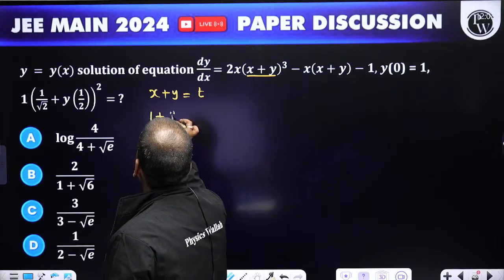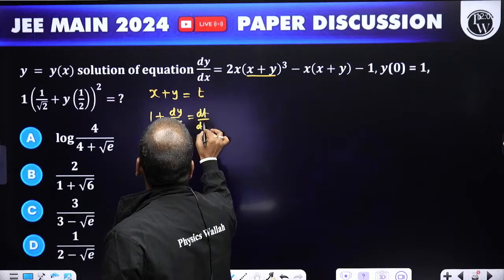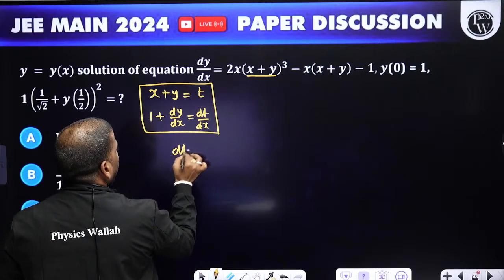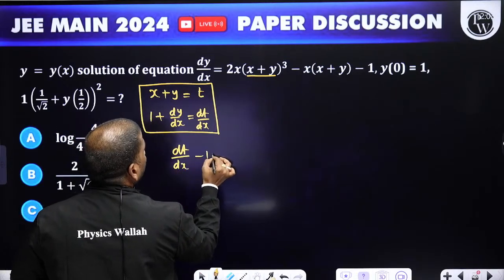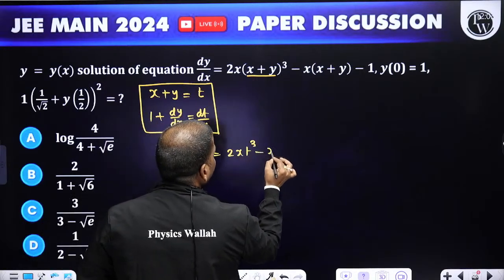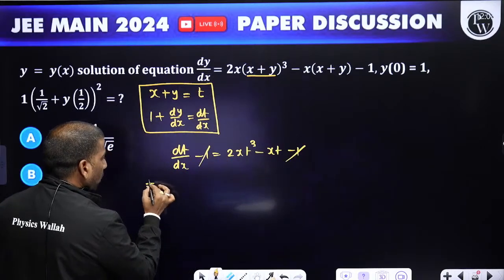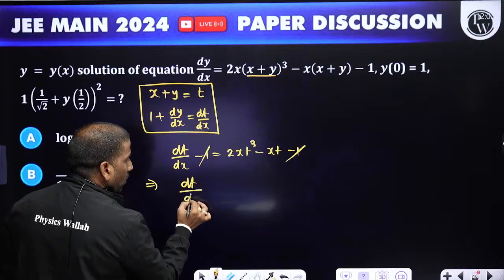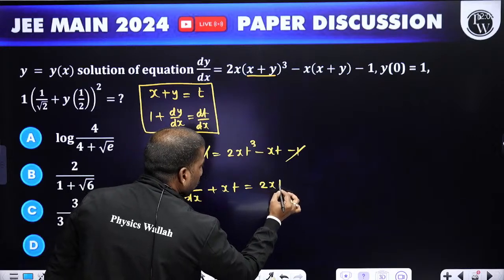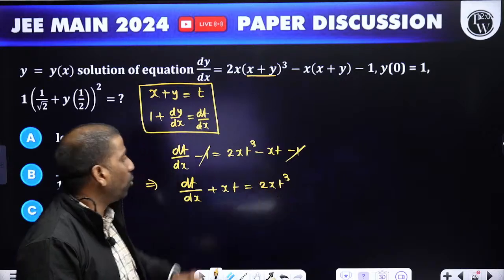So 1 plus dy by dx is equal to dt by dx. Let's substitute these points there: dy by dx is dt by dx minus 1, which is equal to 2x t cube minus xt minus 1. Luckily, minus 1 got cancelled, so this became very simple. So dt by dx plus xt is equal to 2x t cube. This portion is okay, but this portion is not okay. T cube should not be there.